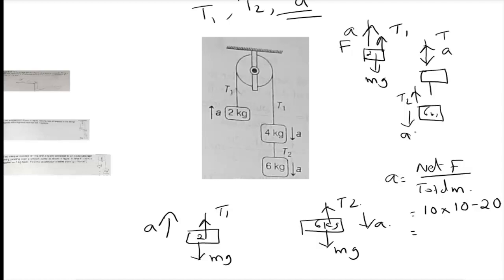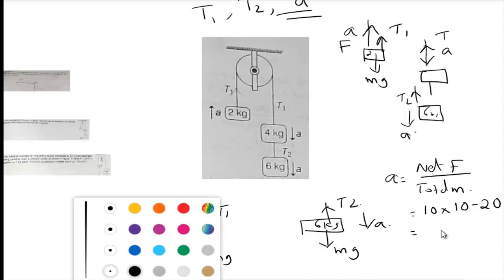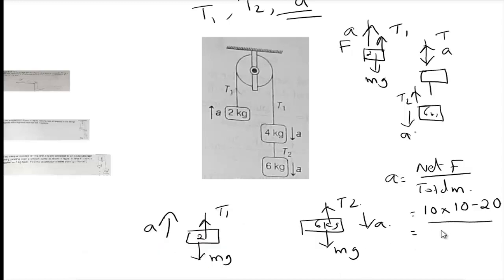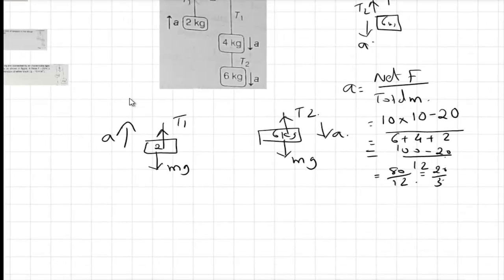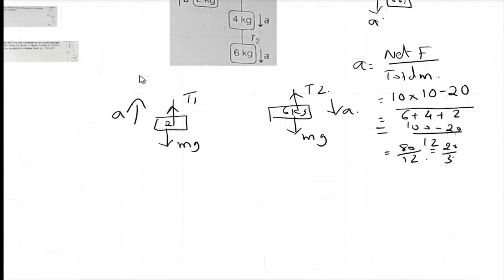So here we can consider the acceleration which is acting over here. Then now we need to consider the total mass. What is the total mass which is acting? Total mass is 6 plus 4 plus 2. So acceleration we will get as 100 minus 20 divided by 12. So 80 by 12 we are getting over here. When we solve this, we will get 20 by 3. 20 by 3 meter per second square is the acceleration.